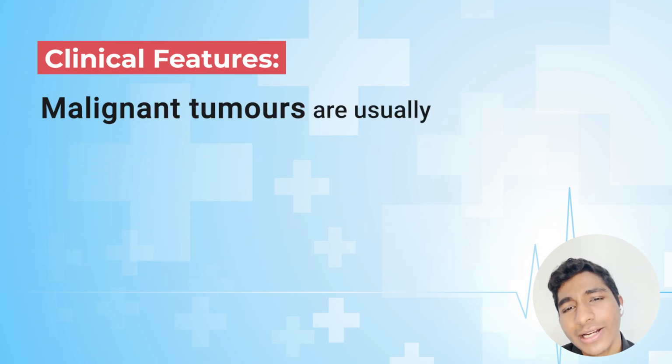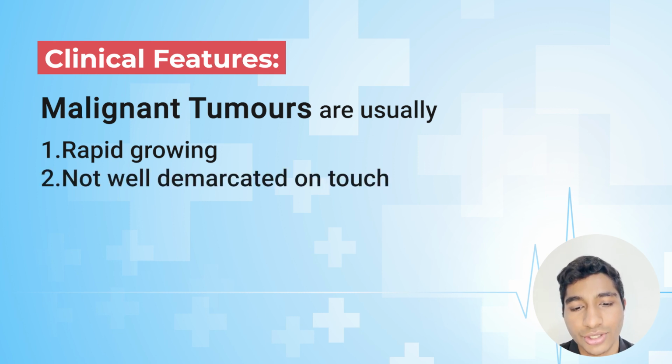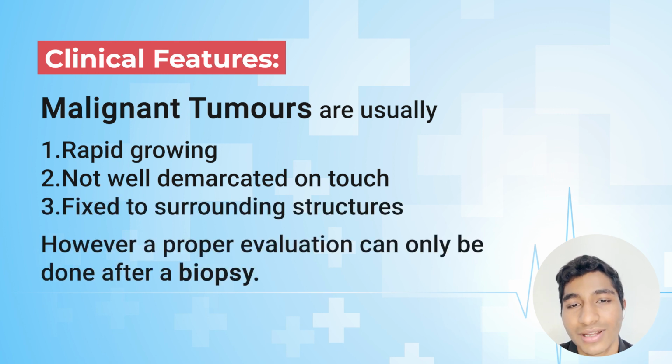But malignant tumors usually are more rapid growing, right? Obviously, they spread to other parts of the body very quickly. They are not demarcated on touch. They are fixed to surrounding structures as they are spreading. However, as I've said, a proper evaluation can only be done on biopsy.